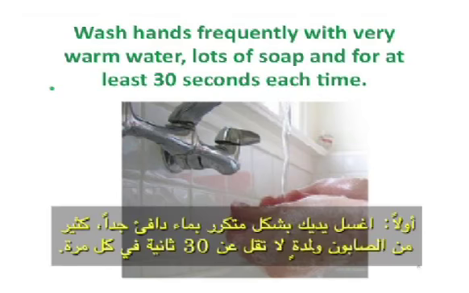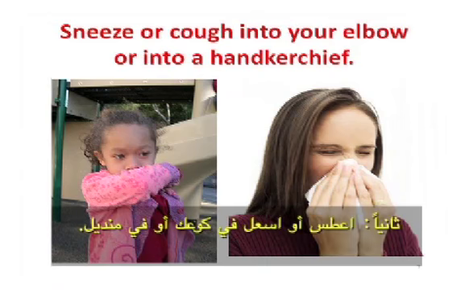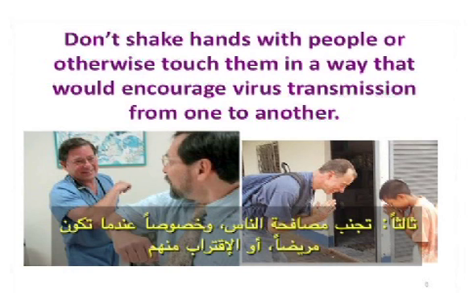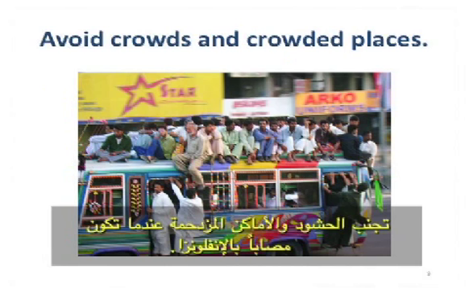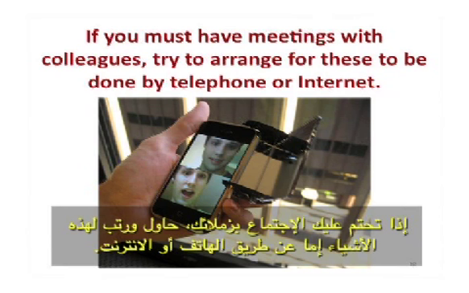Here's a list of all of them. First of all, wash your hands frequently with very warm water, lots of soap, and for at least 30 seconds each time. Secondly, sneeze or cough into your elbow or into a handkerchief. Thirdly, avoid shaking hands with people, especially when you're sick, or otherwise touch them in a way that would encourage virus transmission from one person to another. Avoid crowds and crowded places when you have the flu. If you must have meetings with colleagues, try to arrange for these to be done by phone or internet.